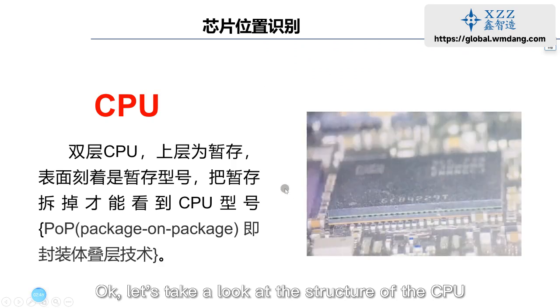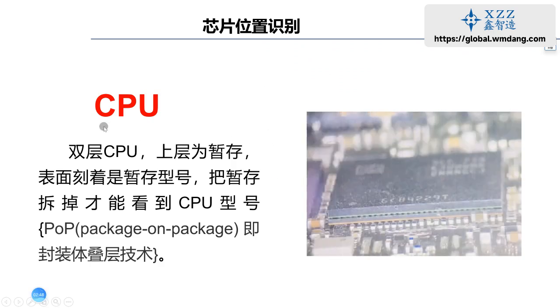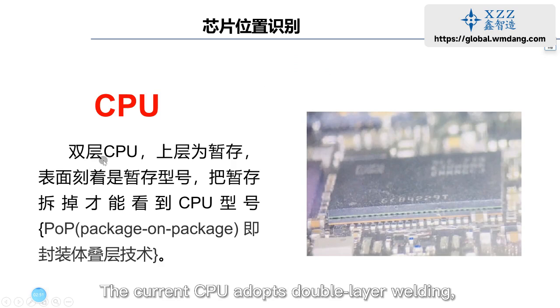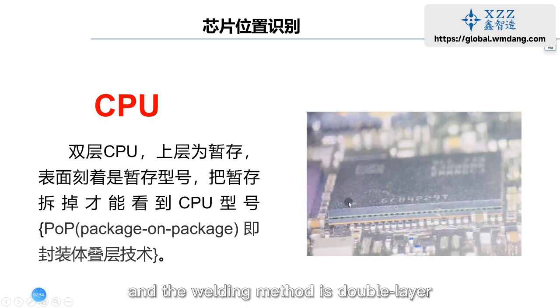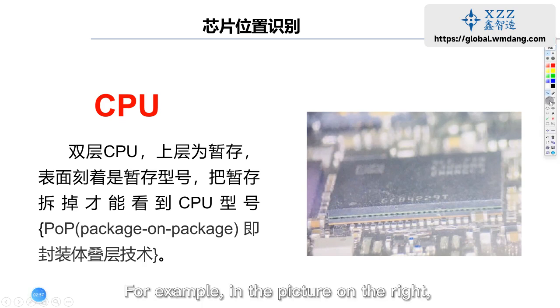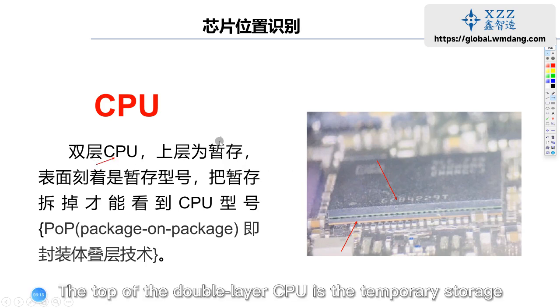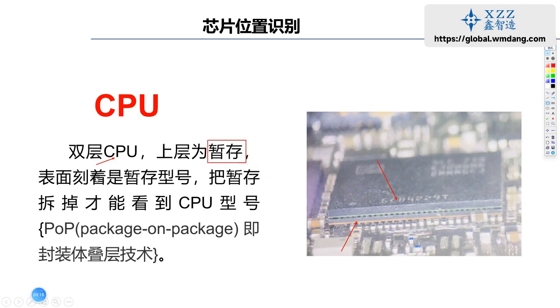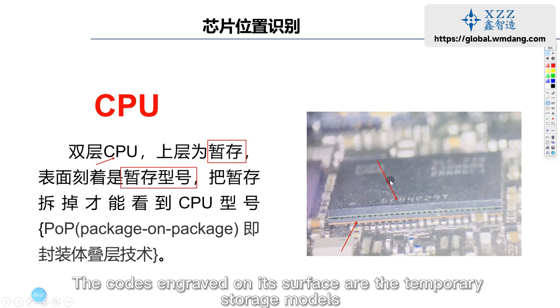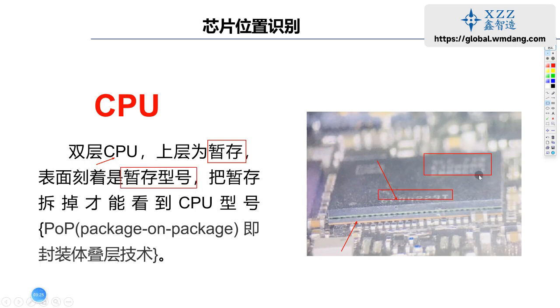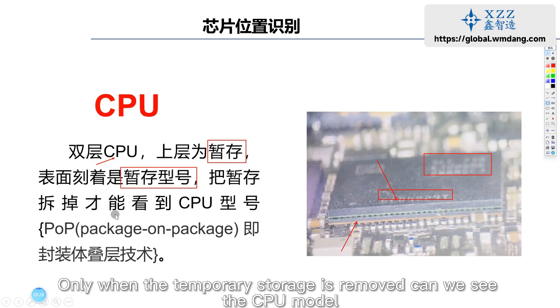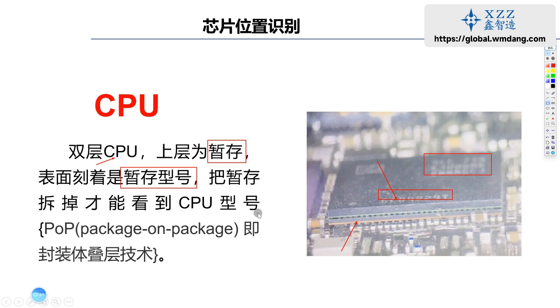Okay, let's take a look at the structure of the CPU. The current CPU adopts double layer welding. For example, in the picture on the right, it looks like a hamburger. The top of the double layer CPU is the temporary storage. The codes engraved on its surface are the temporary storage models. Only when the temporary storage is removed can we see the CPU model.